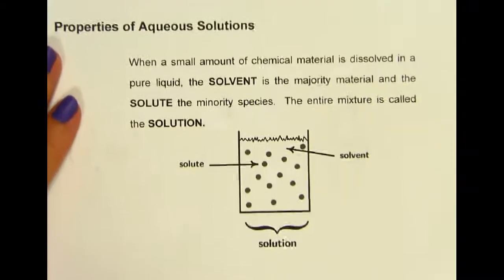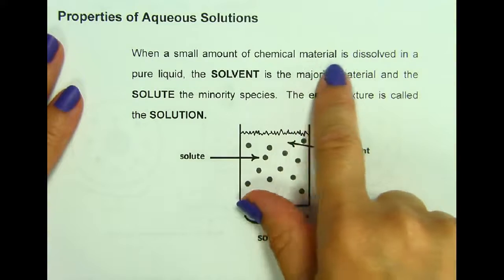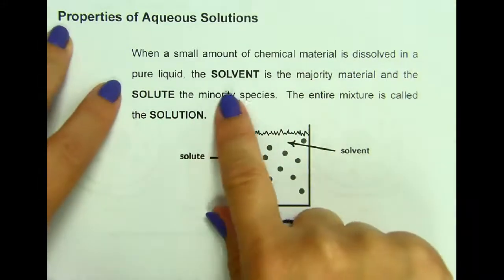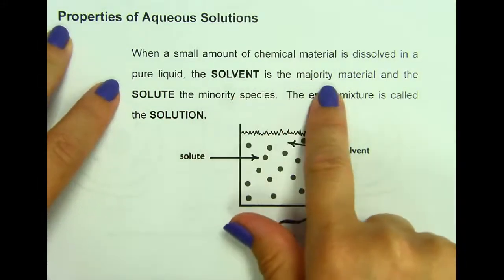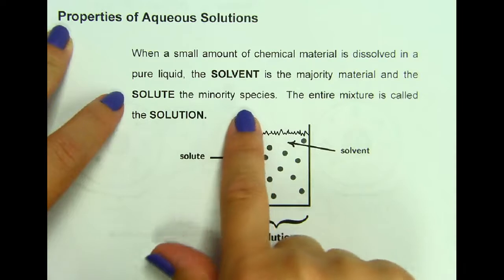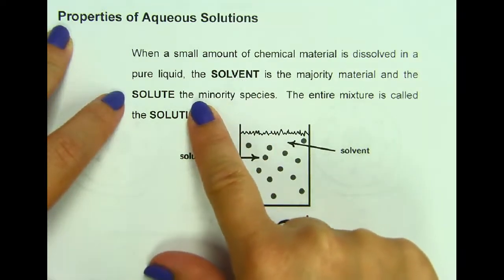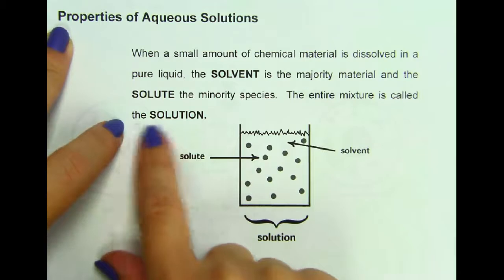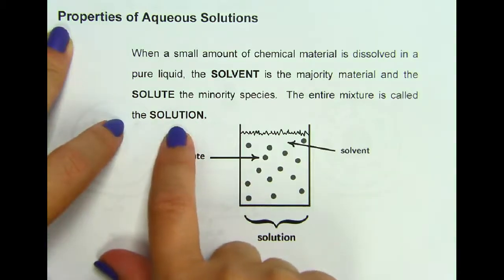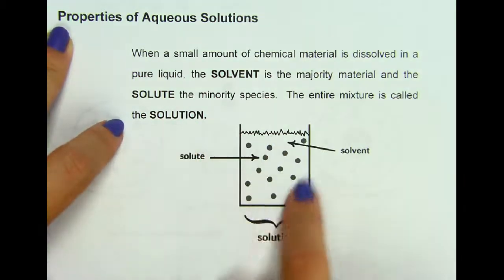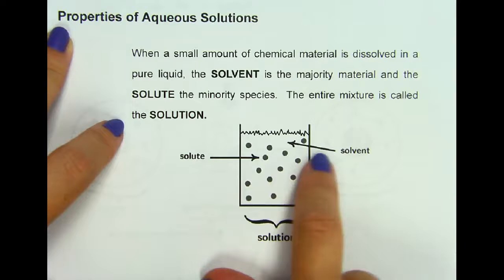Properties of aqueous solutions. When a small amount of chemical material is dissolved in a pure liquid, the solvent is the majority material and the solute is the minority species. Water is usually the solvent and some sort of salt is usually the solute. The entire mixture is called the solution. So when we say a solution, we're referring to a mixture that contains both a solute and a solvent.